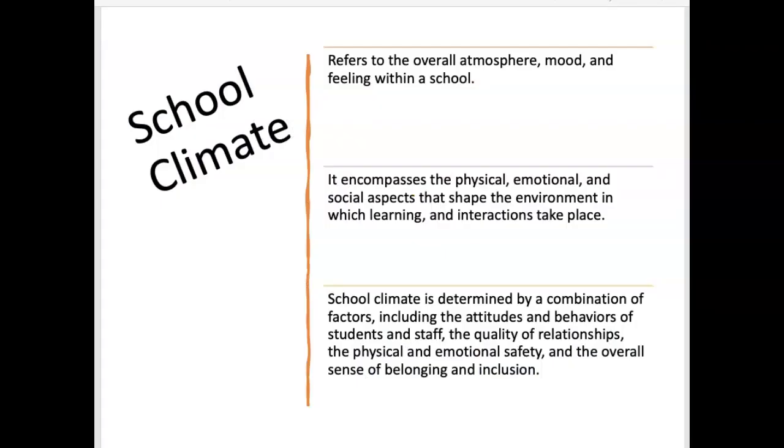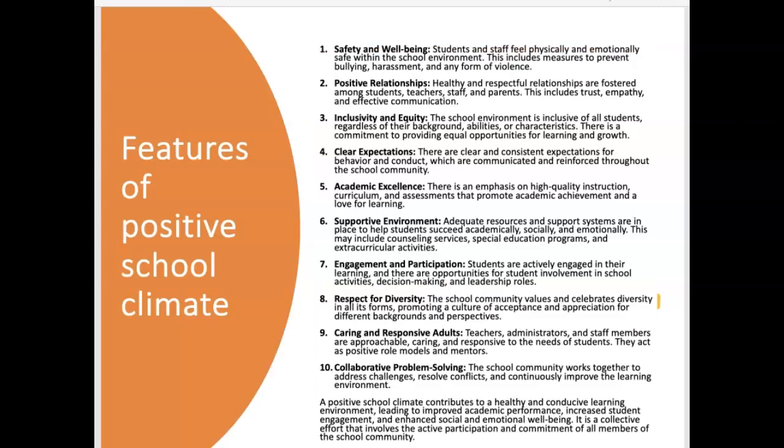So when we're talking about definitions, I'll go into some examples that I received a little bit later. But anyways, this is a very textbook definition of what school climate is. I'm not going to read through these. I don't have the voice for it, but this is a definition of school climate, and these are features of a positive school climate.